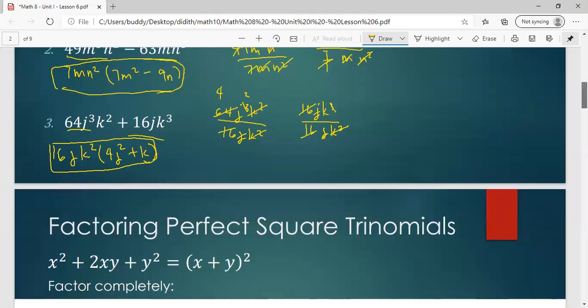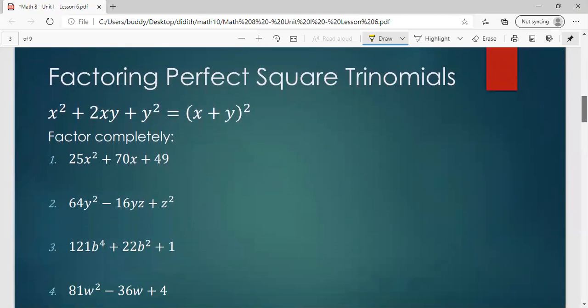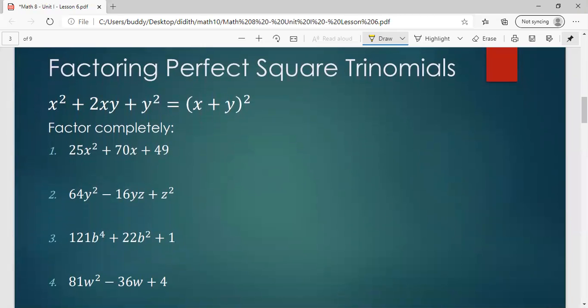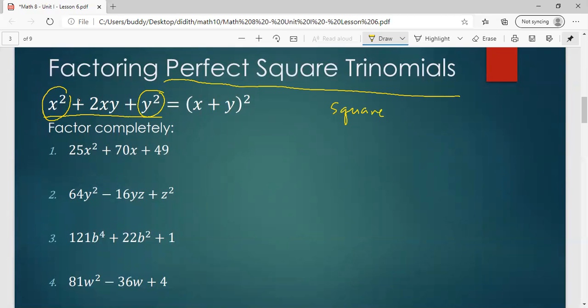Now here, what we will do is try to factor perfect square trinomials. Now the question is, how do we define a perfect square trinomial? The left side of the equation here, class, is a perfect square trinomial. Take note that the first term and the last term are perfect squares. So how do we define a perfect square expression?